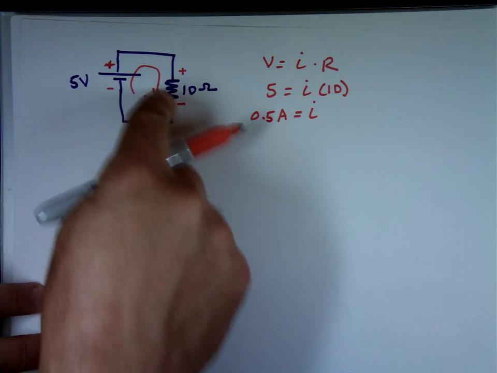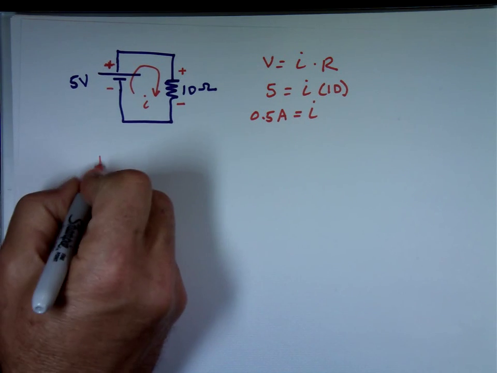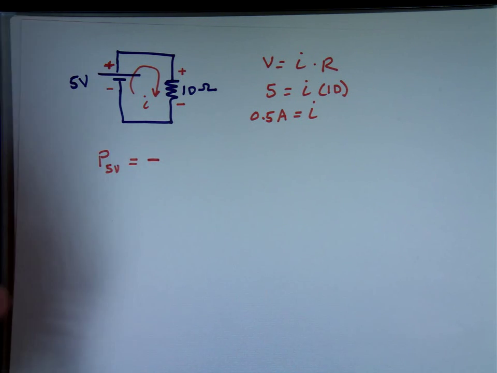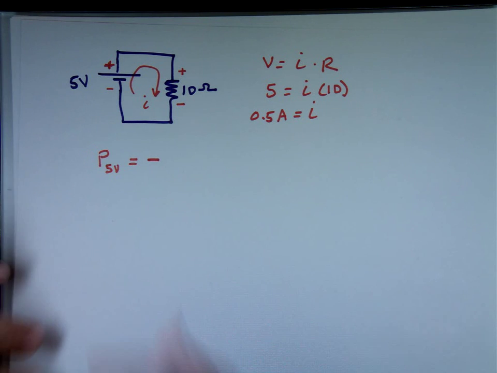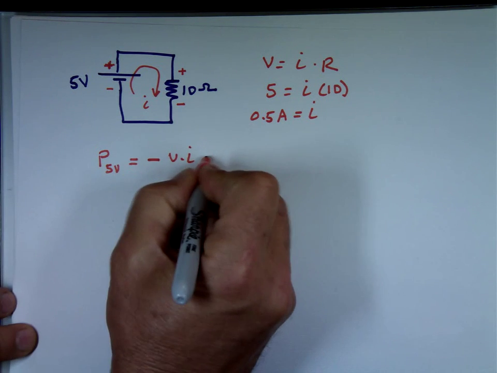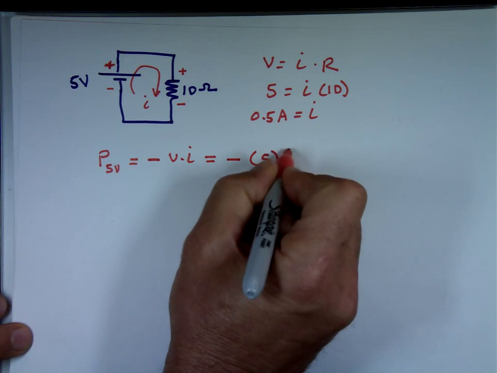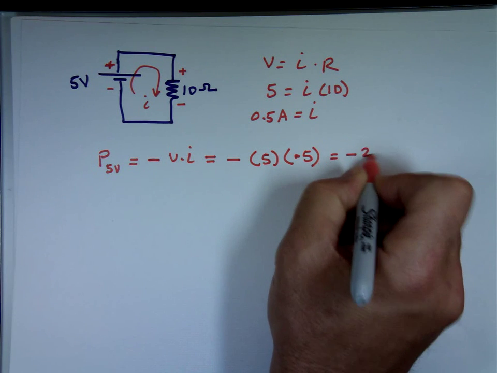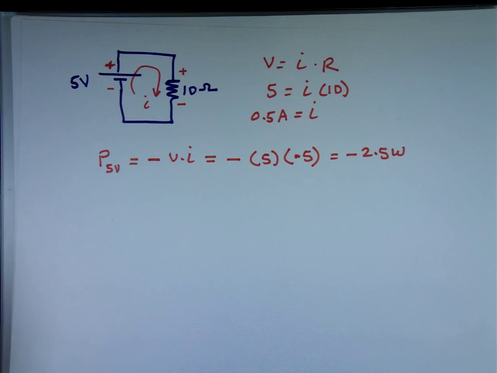I have a positive current entering that node, that negative, the minus sign. So the power for that 5 volt source is going to be minus because it's being supplied. If a current enters the negative, we said that's negative. If the current enters the positive, that's positive. So it's going to be V times I. And V is what? 5 volts. And what's I? 0.5. And we have negative 2.5 watts. This source supplied 2.5 watts.